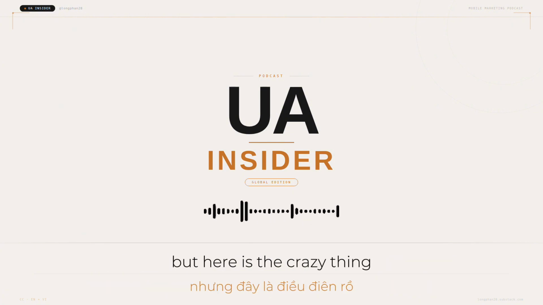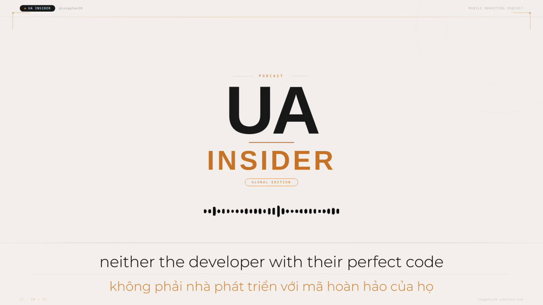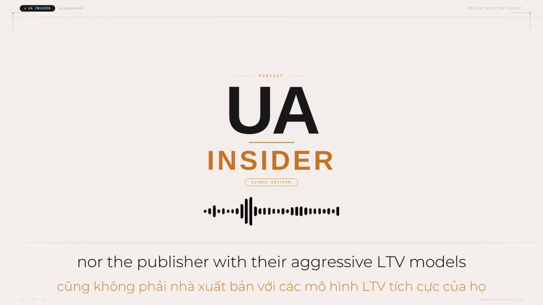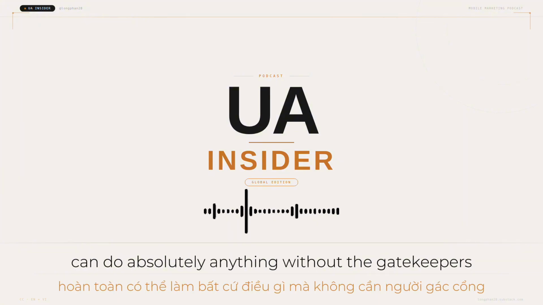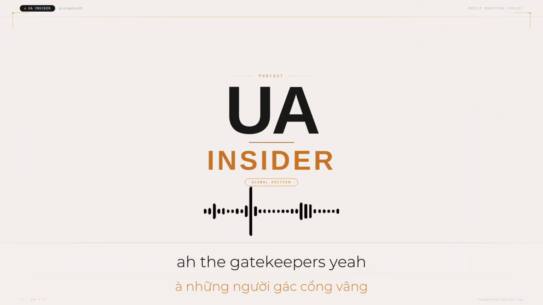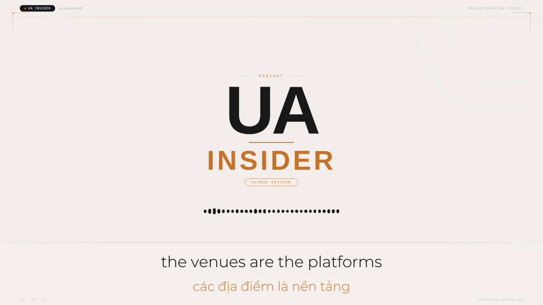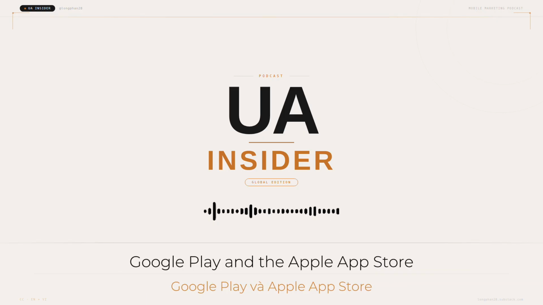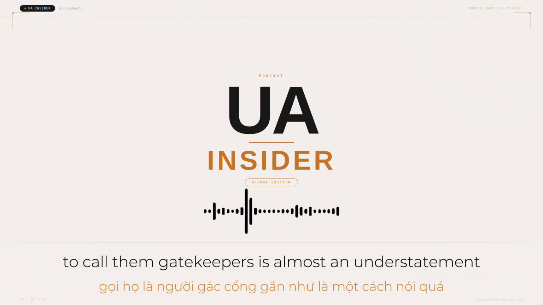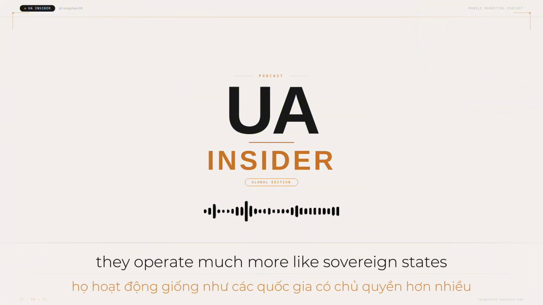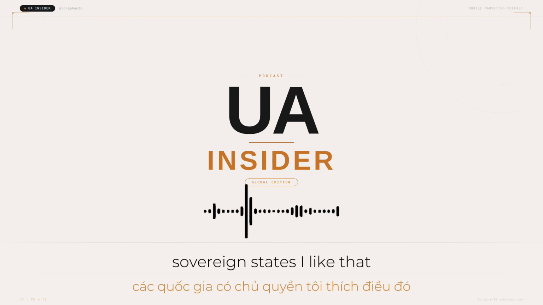But here is the crazy thing. Neither the developer with their perfect code, nor the publisher with their aggressive LTV models can do absolutely anything without the gatekeepers. Ah, the gatekeepers. Yeah, they need the venue. And in this ecosystem, the venues are the platforms, Google Play and the Apple App Store. And honestly, to call them gatekeepers is almost an understatement. They operate much more like sovereign states. Sovereign states, I like that.